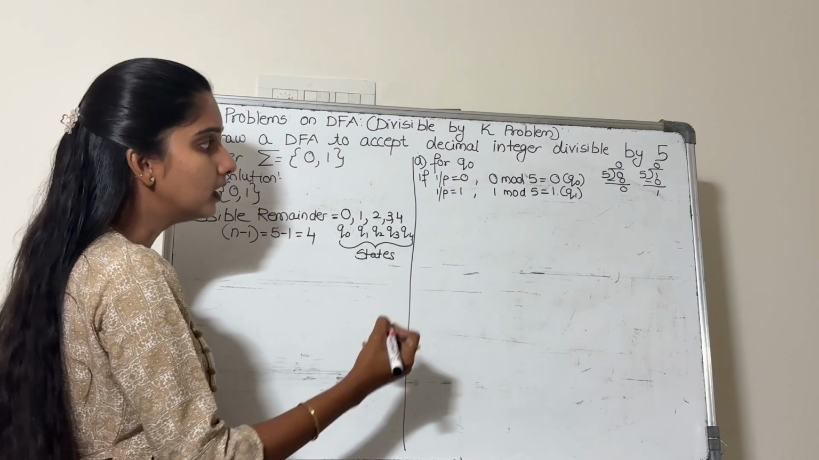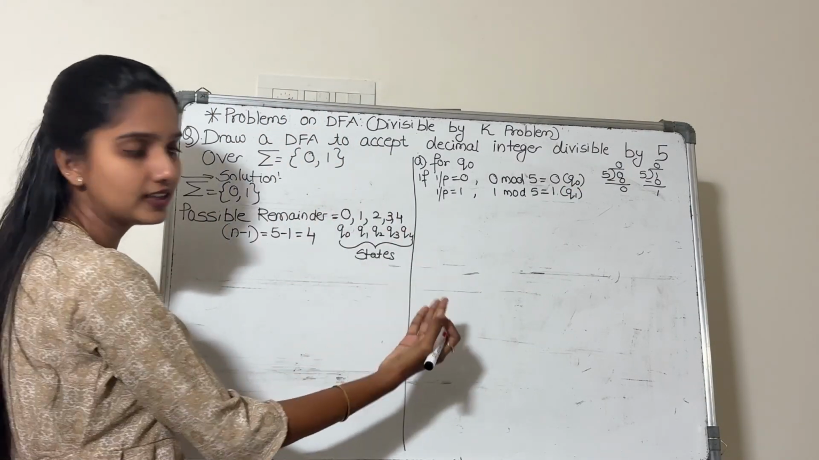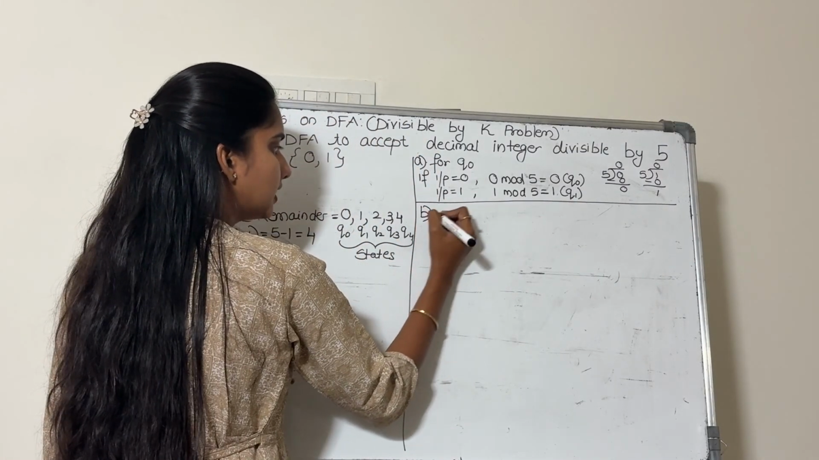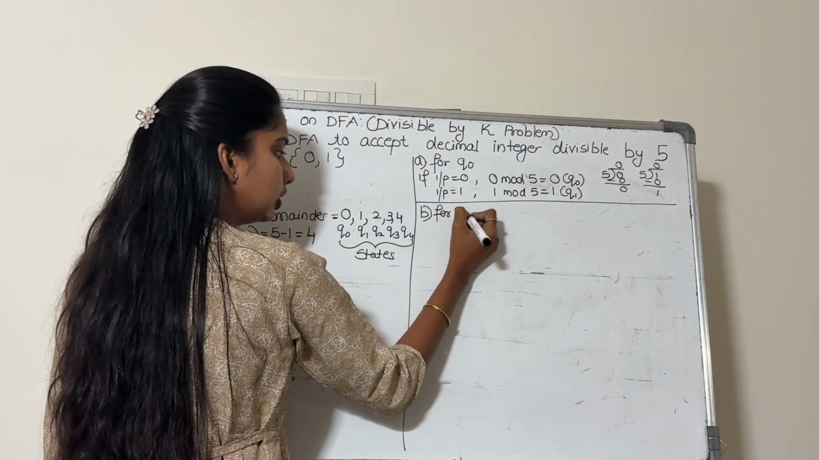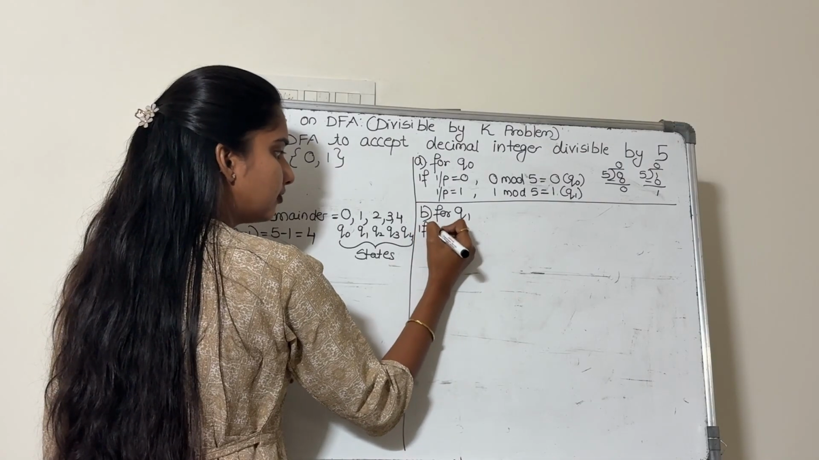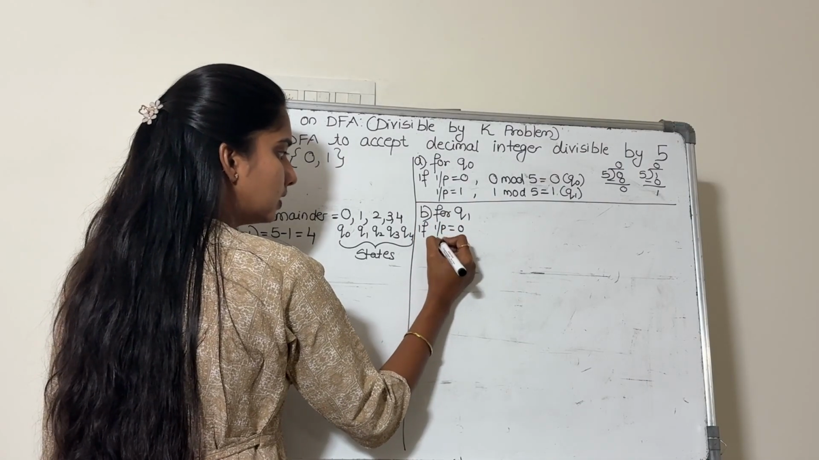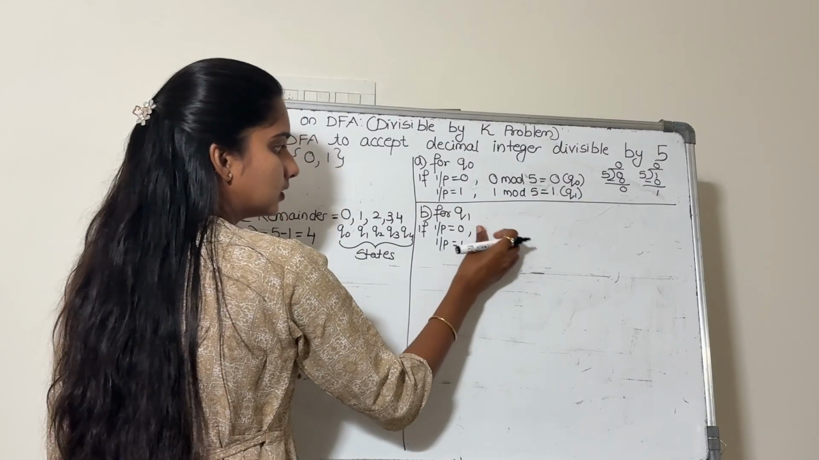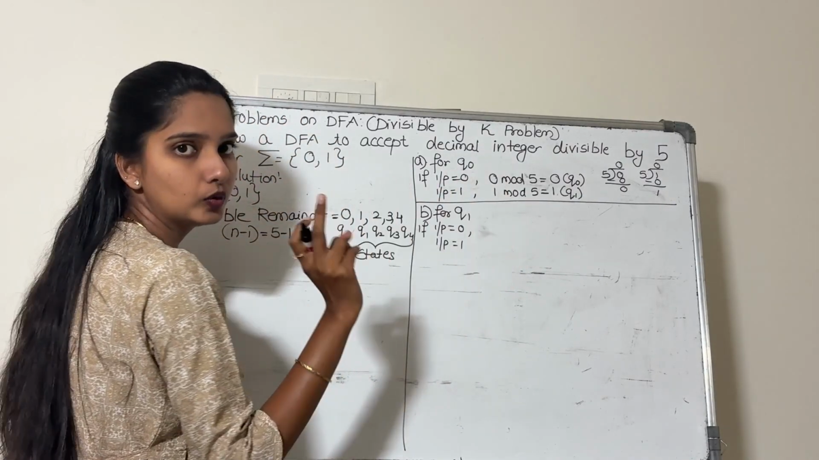Okay, so similarly we are going to find the next states. So this was for Q0. Next, for Q1, similarly, if my input is equal to 0 and if my input is equal to 1, same way.